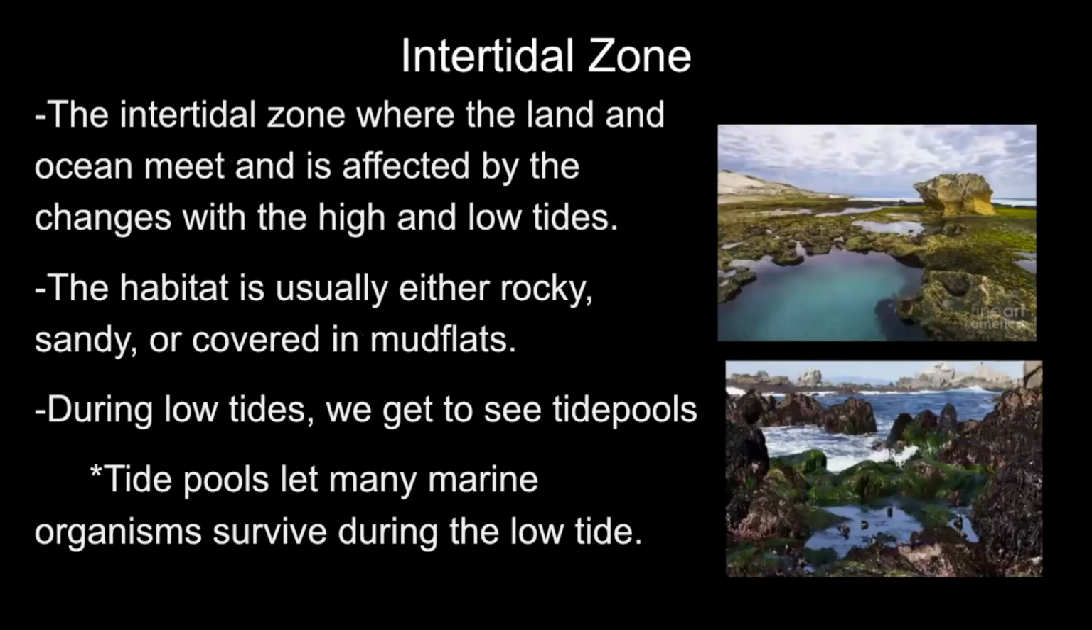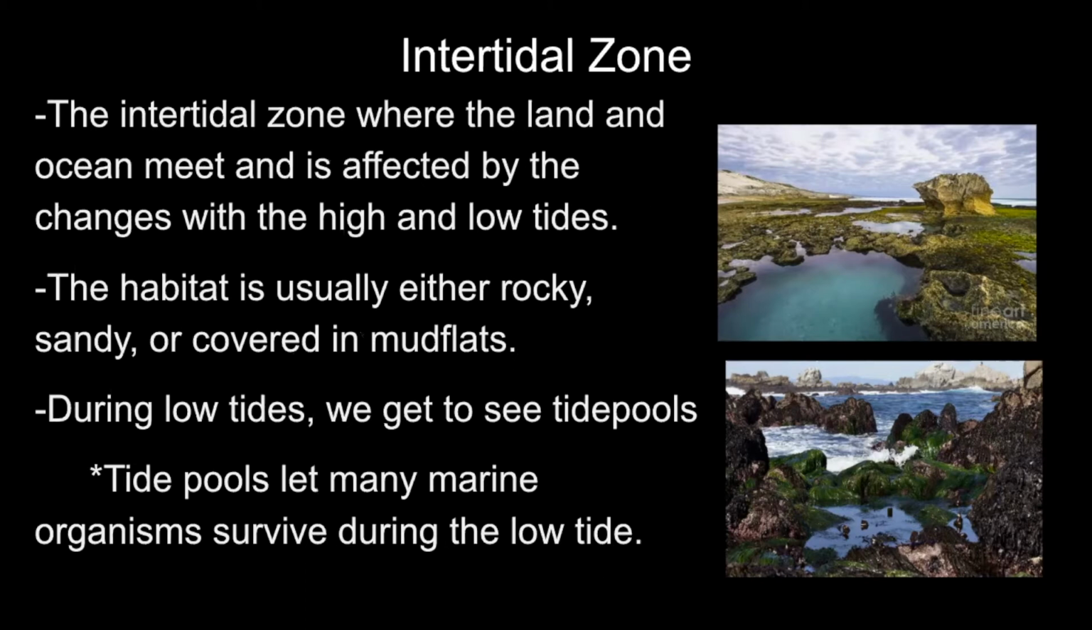Intertidal zone. The intertidal zone is where the land and the ocean meet. Also known as the seashore, it is found on all the coasts around the globe. It is highly affected by the changes of the high and low tide. The intertidal zone is everything from the highest point of the high tide to the lowest part of the low tide. Because of the changing tides, the environment is constantly changing. As the environment changes, so does the habitat. After many years of adaptation, the habitats are usually rocky, sandy, or covered in mudflats.